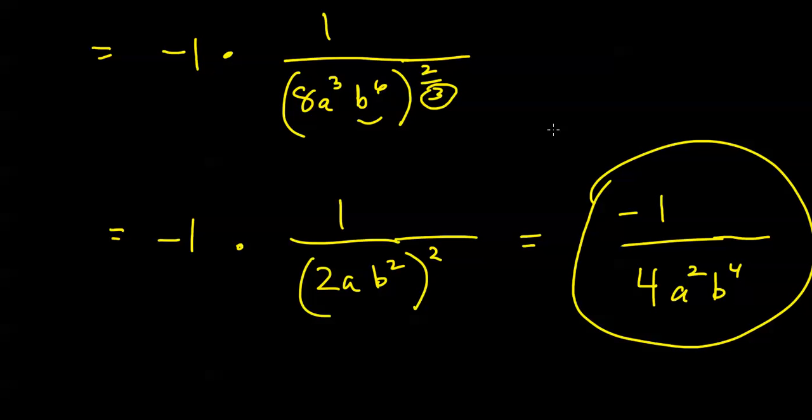Alright, we're reaching 38 minutes, so we'll call it a day. This concludes section 7.2, Rational Exponents.